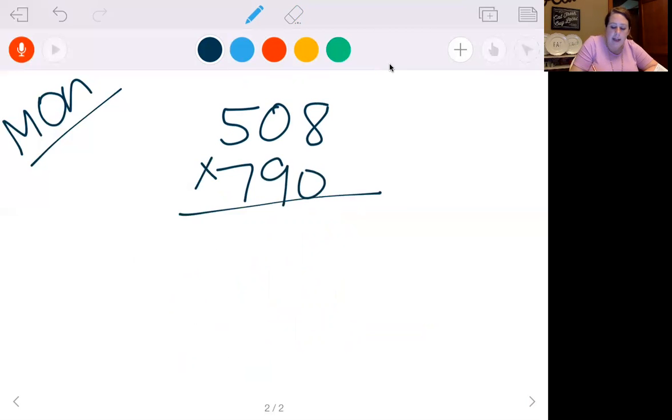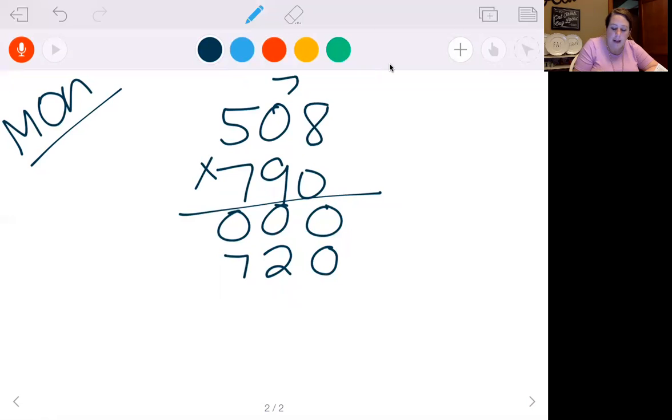Okay, 0 times 8 is 0. 0 times 0 is 0. 0 times 5 is 0. Placeholder 0. 9 times 8 is 72. Put your 2, carry your 7. 9 times 0 is 0, plus 7 is 7. 9 times 5 is 45.